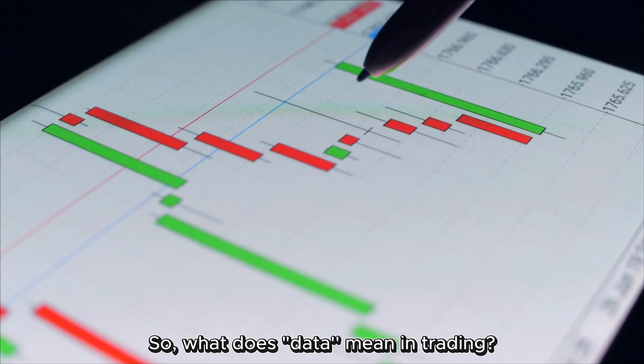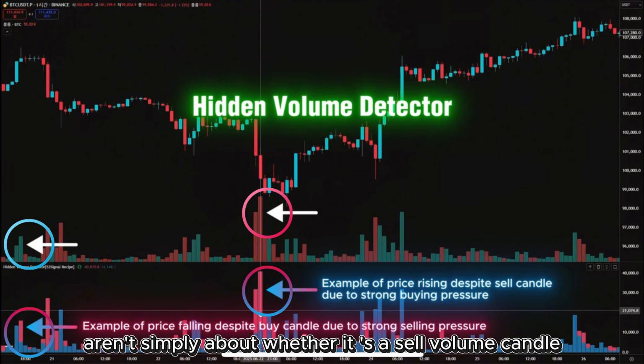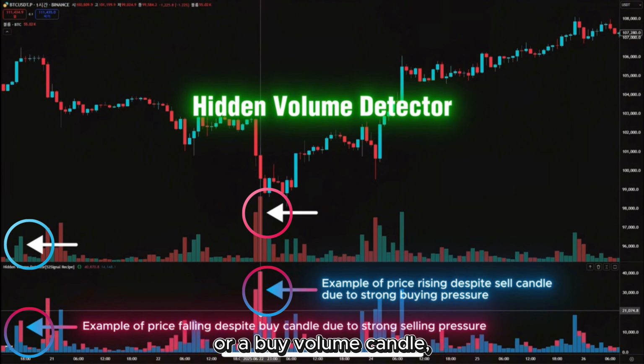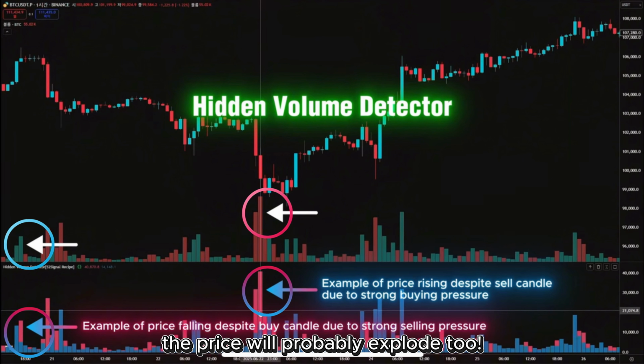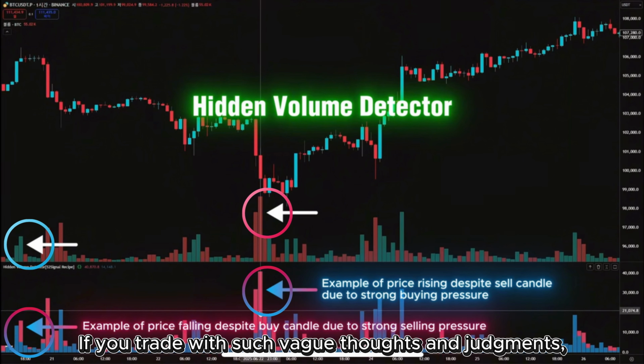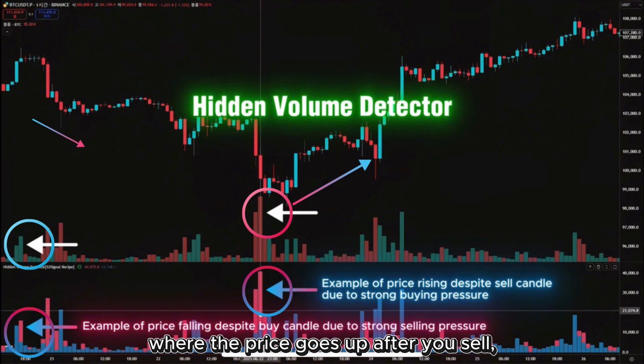traces of selling. What this means is, just like with the candles on the chart, volume candles as well aren't simply about whether it's a sell volume candle or a buy volume candle. And going a step further, just because there's a surge in volume, the price will probably explode too. If you trade with such vague thoughts and judgments, you'll keep experiencing situations where the price goes up after you sell, and the price drops after you buy, over and over again.